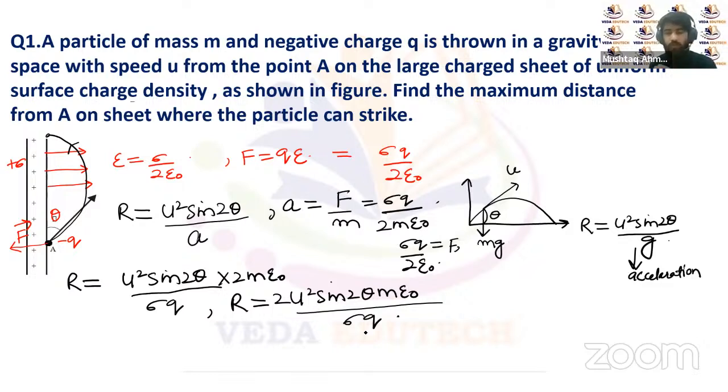So we just have to do one thing: replace the acceleration due to gravity, because here the acceleration will be because of the force from the electric field due to the infinite sheet, right? That's the only difference between the two cases. Here the acceleration was due to gravity, but here it will be due to electrostatic force, right? So this will be the range of this particle.